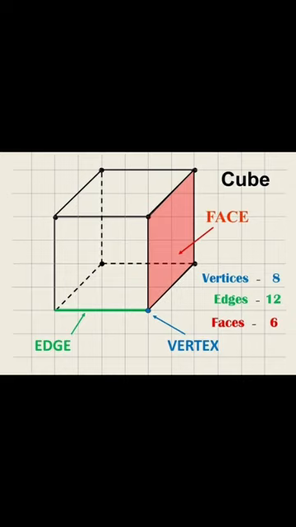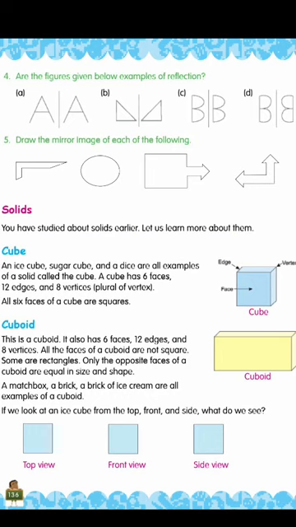Now the shaded part is called the face of the cube. In total, a cube has 6 faces: left, right, top, bottom, front and back. Then edges. Now what are the edges? These green lines, these boundaries of the sides are called edges. And the vertices are the corner points. So these are the edges, faces and vertices of the cube.